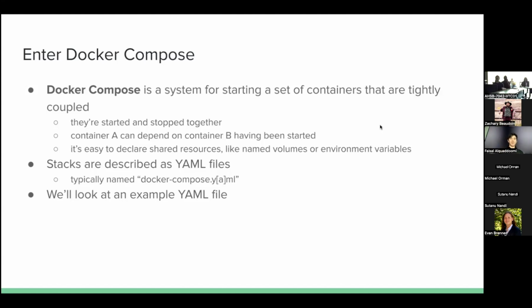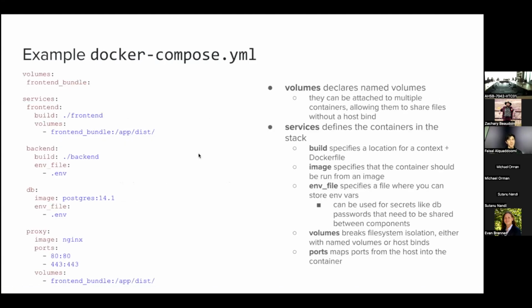It's also easy to declare shared resources like volumes or shared environment variables that the processes running these containers can use, like passwords for the database that need to be shared between the database and the backend, but would be difficult to orchestrate otherwise. I should mention Docker Compose is entirely optional. You can do everything you can do with Docker Compose with just straight up Docker run. It's just more work. These stacks that I described are defined as YAML files, and we'll look at one.